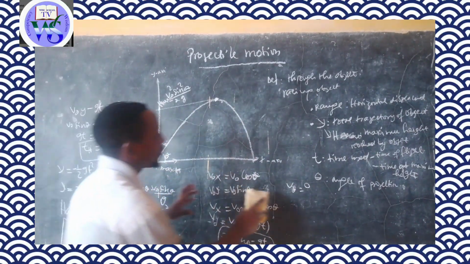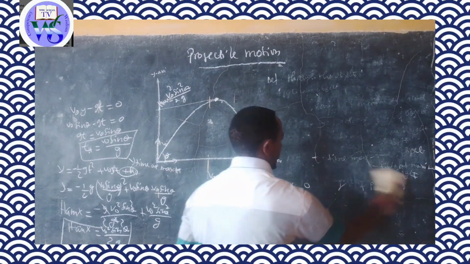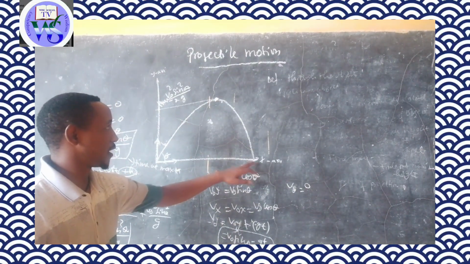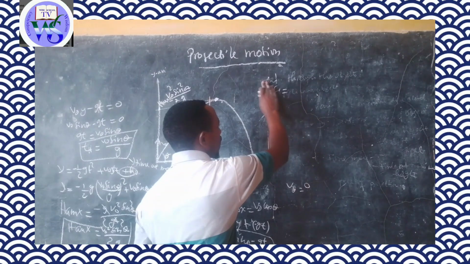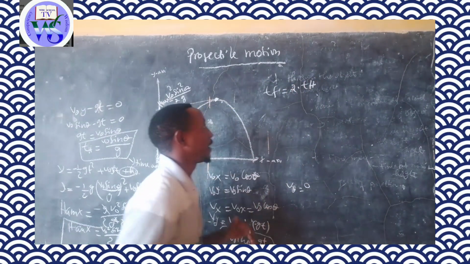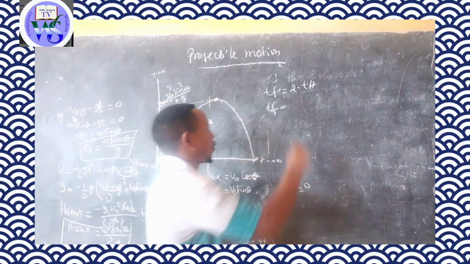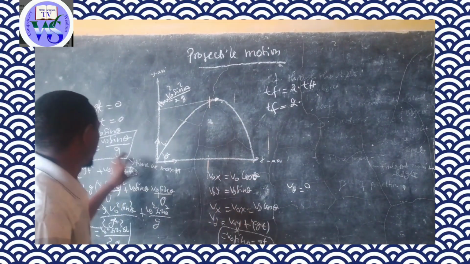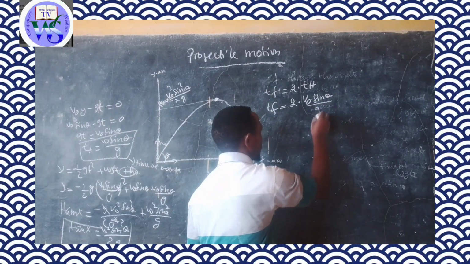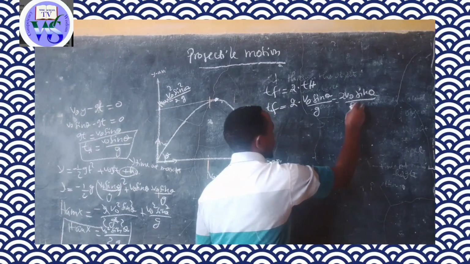how to find the time of flight. So what is the time of flight? The time of flight is the total time for reaching there. It means that it is equal to twice the time of h max, so time of flight is equal to 2 times t, which is equal to 2 v0 sine of theta divided by g.